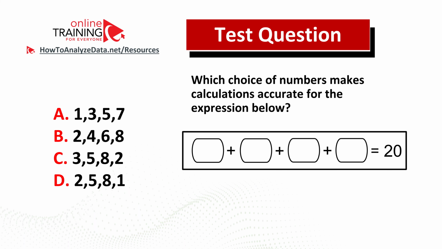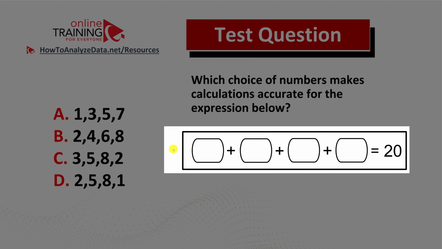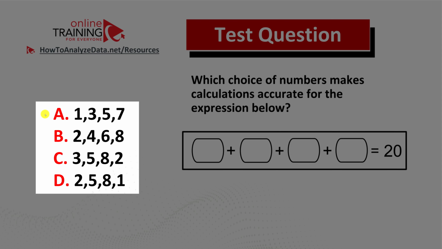Let me share with you, not so challenging, but the question we see very frequently on the test. Which choice of numbers makes calculations accurate for the expression below? You have an expression where 4 numbers would need to be added up to get a result 20. And you have 4 different choices.